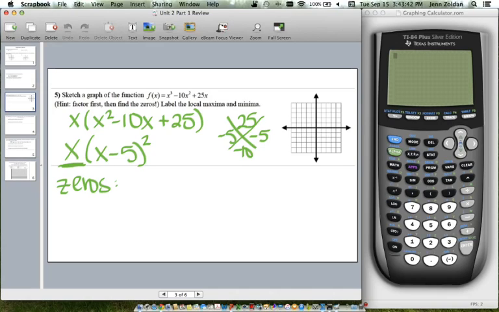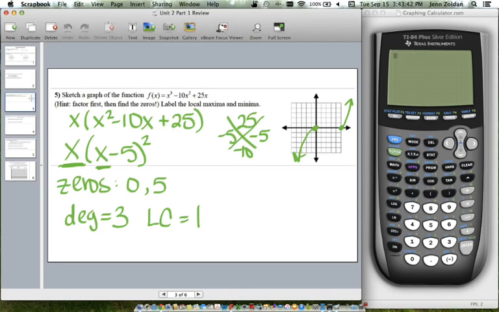I have a 0 at 0 from this one, and then a 0 at positive 5 from that one. So we can go ahead and take those two and plot them. So 0 and 5. Now we can also look at the end behavior. So your degree is 3 with your leading coefficient being 1. So odd degree with a positive leading coefficient means that it is going up to the right and down to the left. So we have those two ends and we just need to connect the zeros logically.